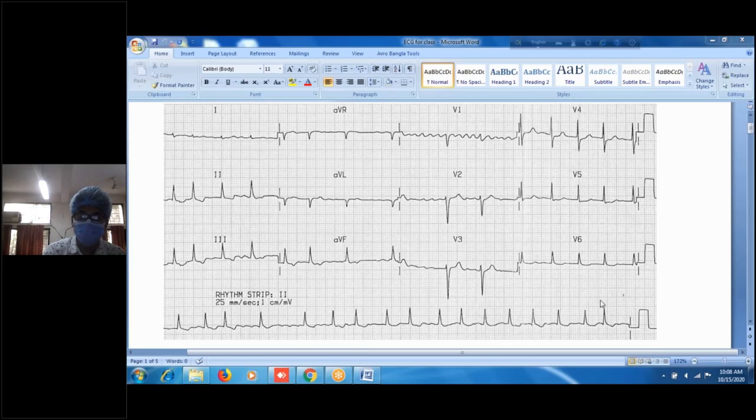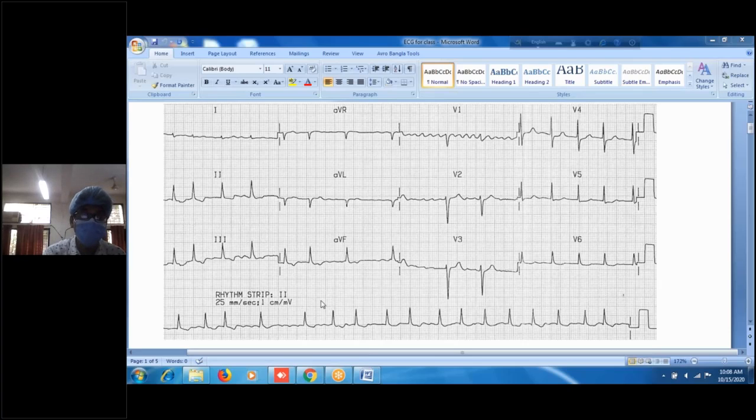So when you get an irregular pulse or ECG, you get an irregular rhythm and absent P wave. The diagnosis is, unless otherwise proved, atrial fibrillation. Okay, so this is atrial fibrillation.